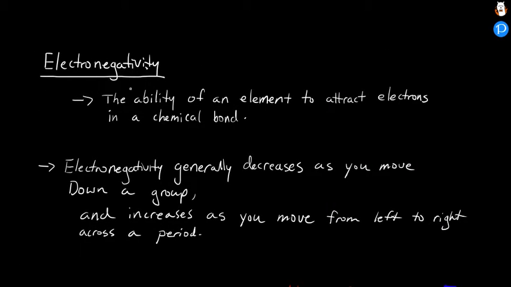And so the trends that we see with electronegativity are that generally the amount of electronegativity decreases as you move down a group. So starting at the top of a group and moving our way down, how electronegative those elements are decreases, and it increases as you move from left to right across a period.